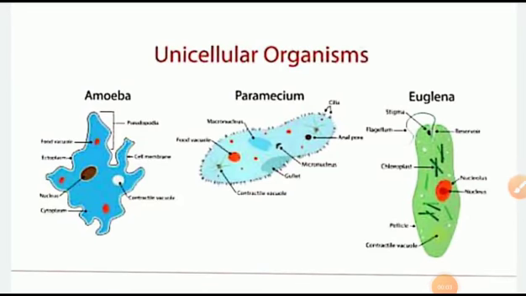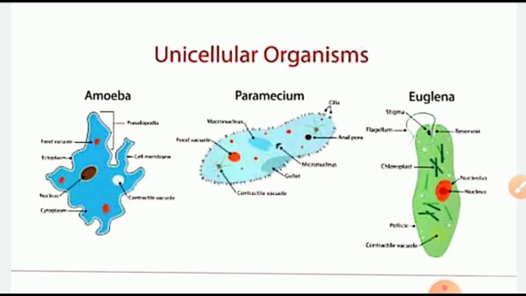Good morning, students. Today we are going to discuss the components of cells in different organisms. All cells vary in shape, size, and number. All cells do not have the same organelles. On the basis of the number of cells, organisms are of two types, unicellular and multicellular.